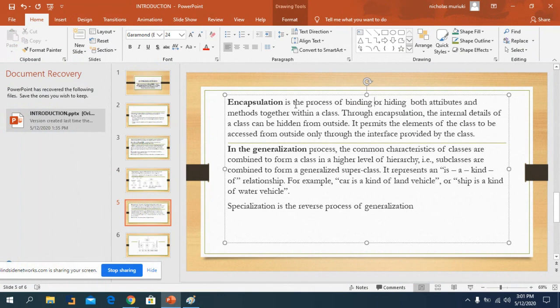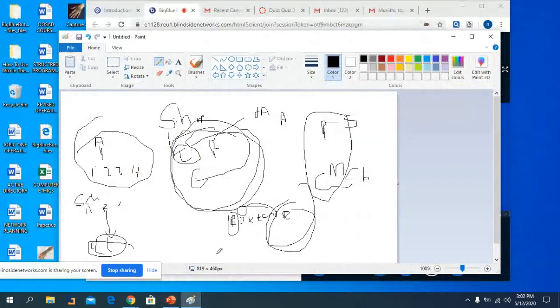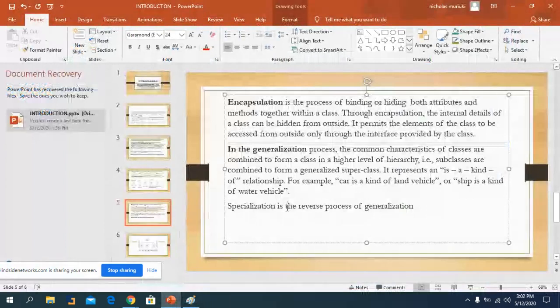So that's why we are saying it is the process of binding or hiding both attributes and methods together within a class. When you are withdrawing money using a system, we don't see the attributes that have been used to create the system. We see those main functions. We see the password, you enter the password, you see maybe the account name, but you don't see how the account name is generated. We don't see that. In this case, we say it has been hidden. That's why we say that through encapsulation, the internal details of a class can be hidden from outside.